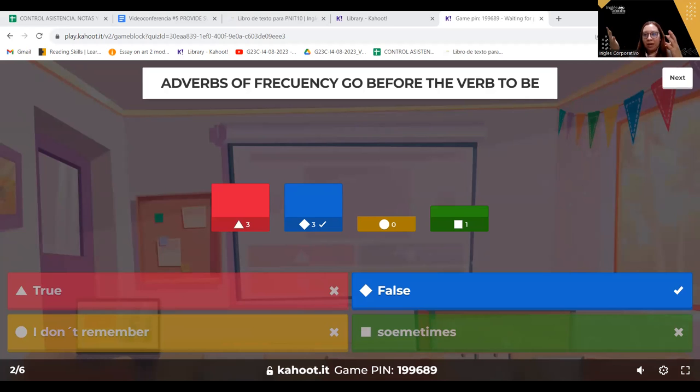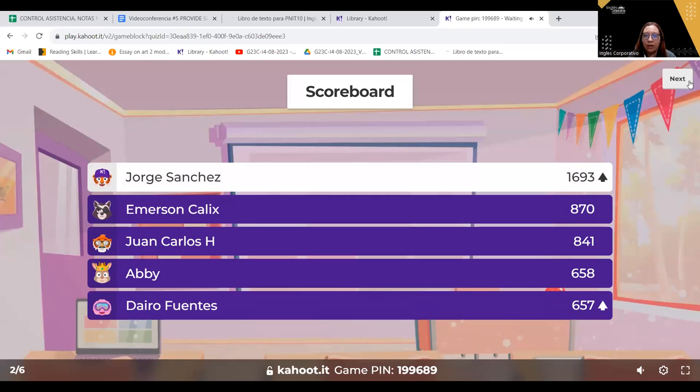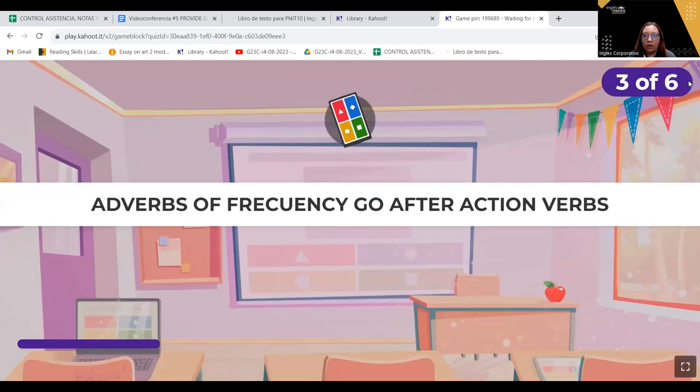He is always happy. We are always in the class. We are never late, right? So if you're going to use the verb to be, the frequency adverb goes after the verb to be, right? So in this case, it was false. We're gonna go with the next one. Let's see the scoreboard. Jorge going in the first place. And we're going with number three.